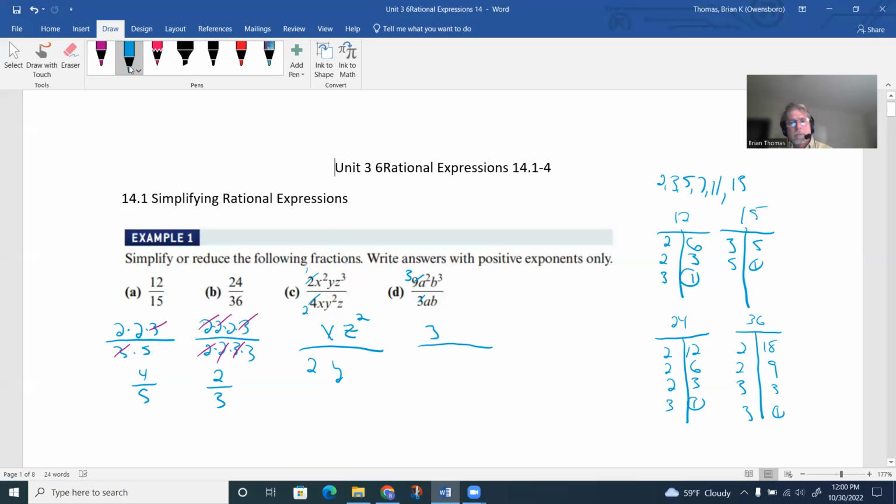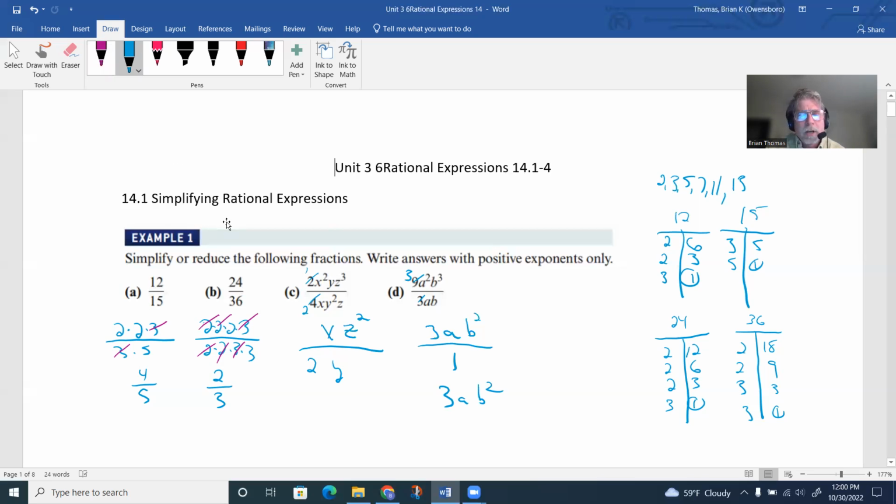There's 2 A's on the top, 1 A on the bottom. So again, I can divide out 1 A. That leaves me 1 A on the top. There's 3 B's on the top and 1 B on the bottom. So I can cancel out or remove a B. And that leaves me 2 B's on top. And then there's just a 1 on the bottom. Since there's a division of 1 there, we don't keep the 1 in the problem. We just write this as 3AB squared as a simplified version of that.